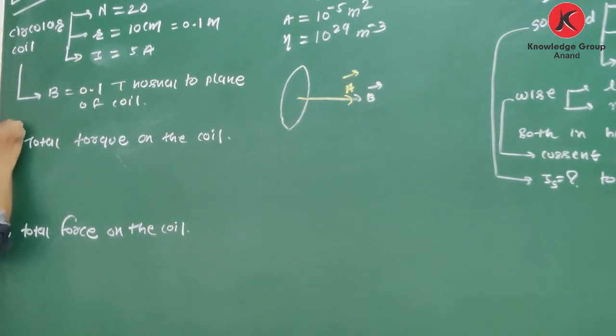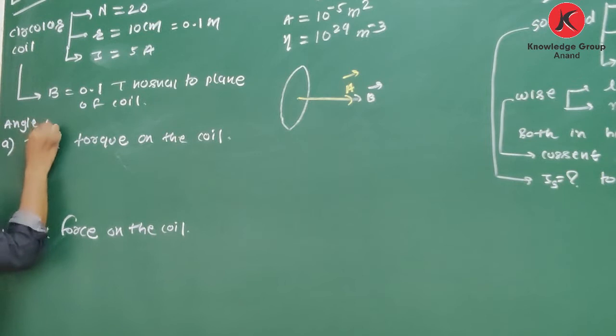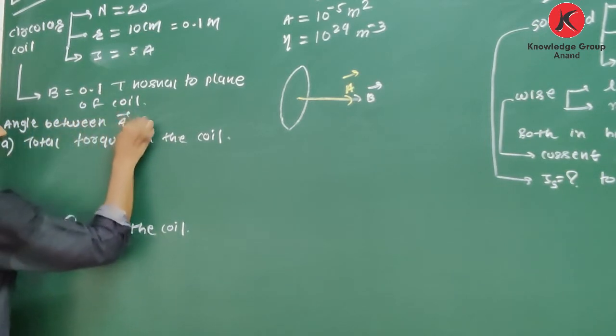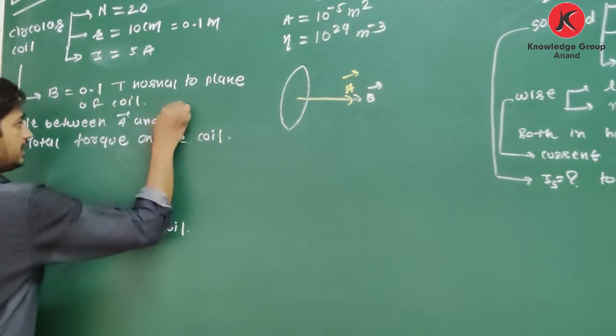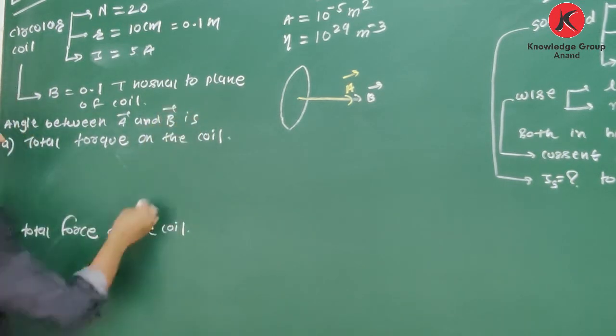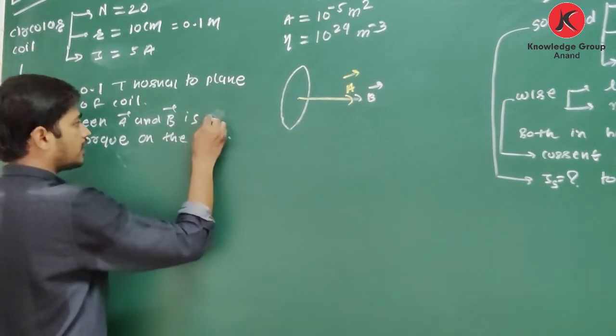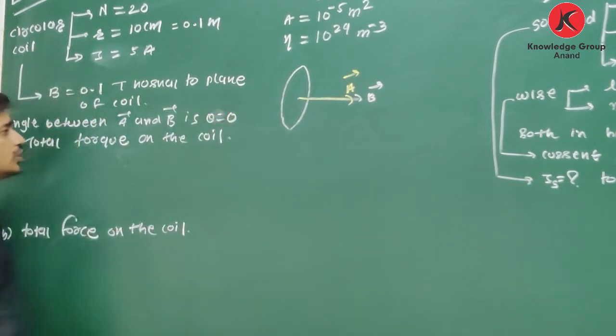So normal to plane means what is the angle between A and B? Here I can say the angle between A and B. What is the angle between them? Yes, it is 0. I will write theta is equal to 0.